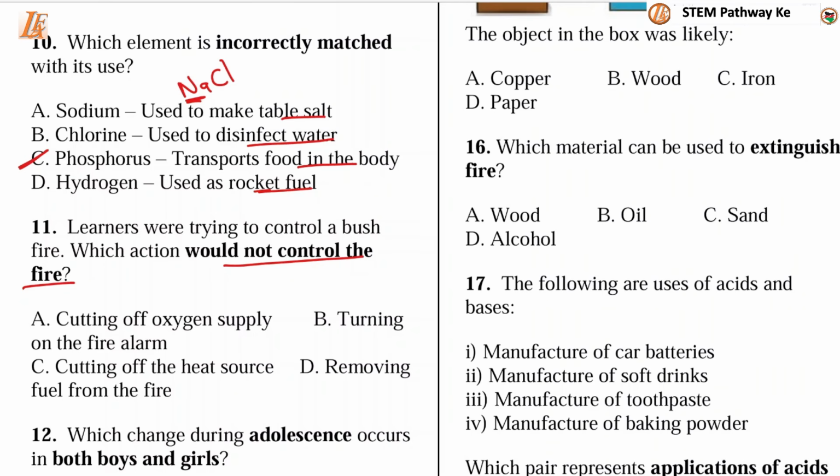Then B, turning on the fire alarm. An alarm is not part of the fire triangle. So this one is the one which is incorrect. Cutting off source of heat, this one is correct. Then removing fuel from the fire. So if you remove source of heat, then you remove fuel, and then you remove oxygen, you have controlled the fire. And turning a fire alarm on is not a way of controlling a bush fire.